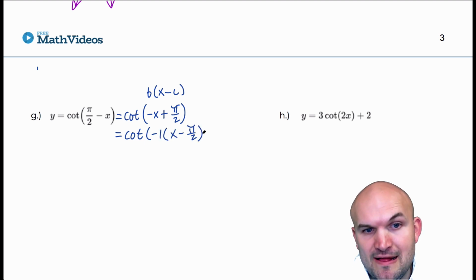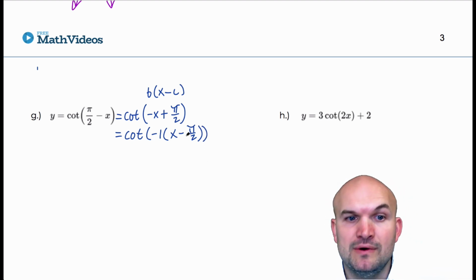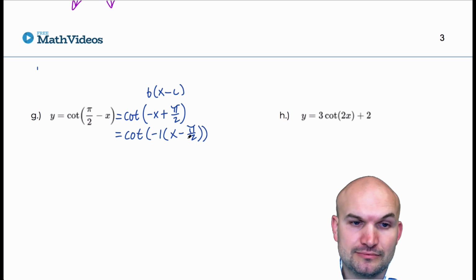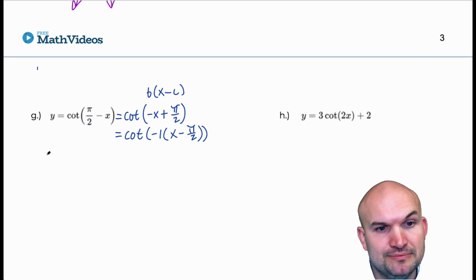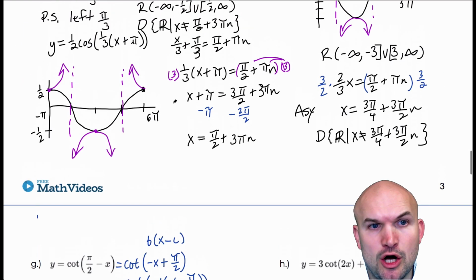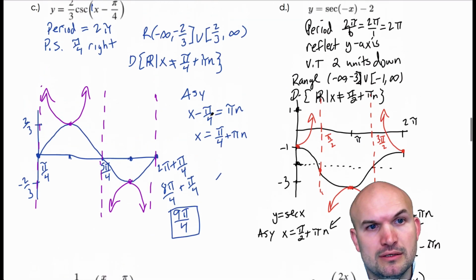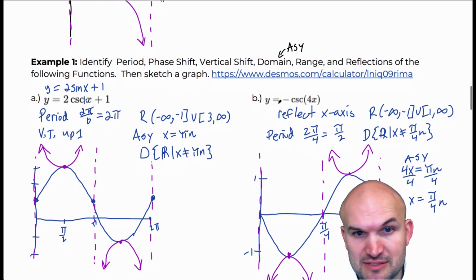So I can see that my phase shift, which again we can check with the link on Desmos, is now going to be pi halves units to the right. Again, remember you can check all of these solutions on this Desmos link.